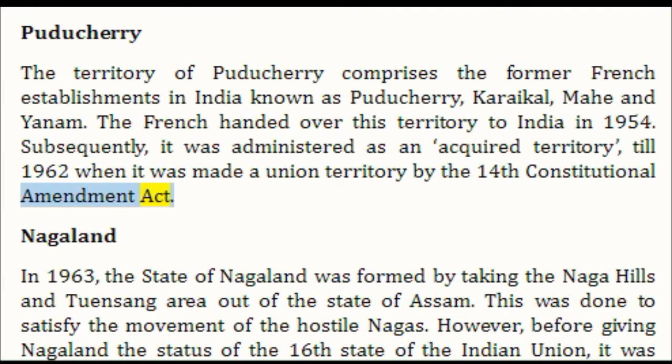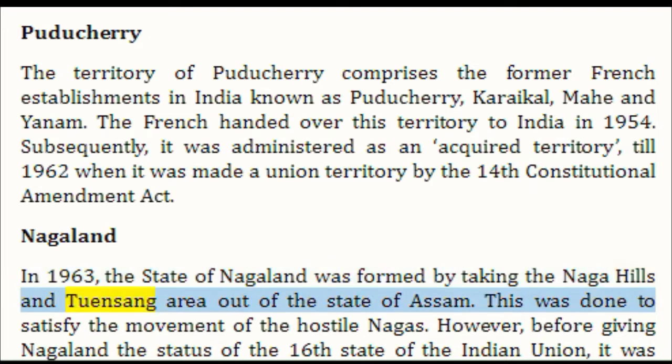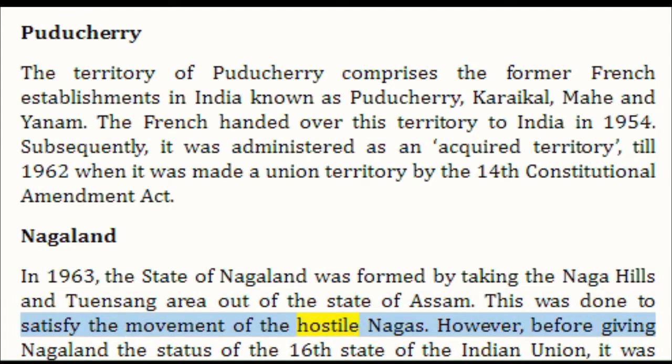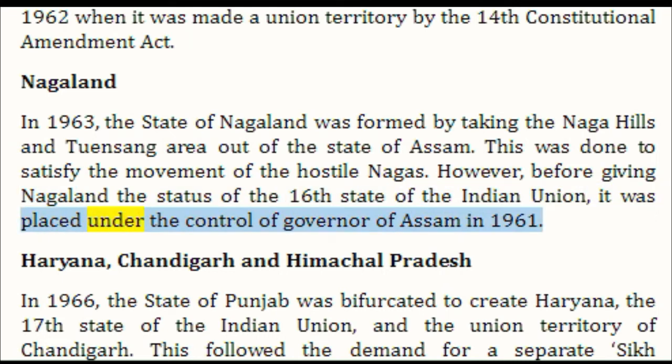Constitutional Amendment Act. Nagaland. In 1963, the state of Nagaland was formed by taking the Naga Hills and Tuensang area out of the state of Assam. This was done to satisfy the movement of the hostile Nagas. However, before giving Nagaland the status of the 16th state of the Indian Union, it was placed under the control of the Governor of Assam in 1961.